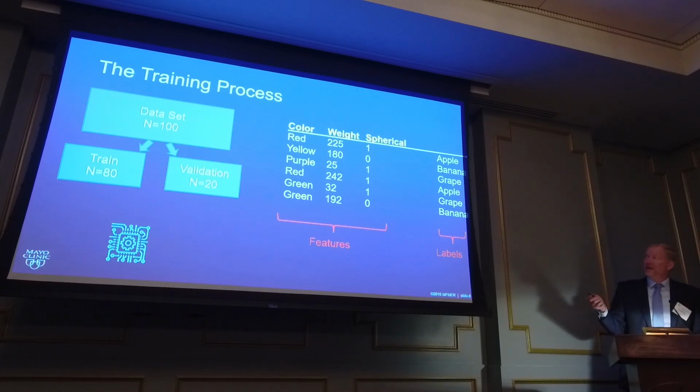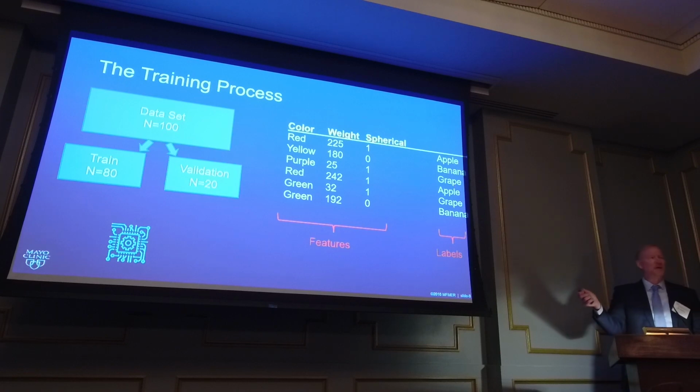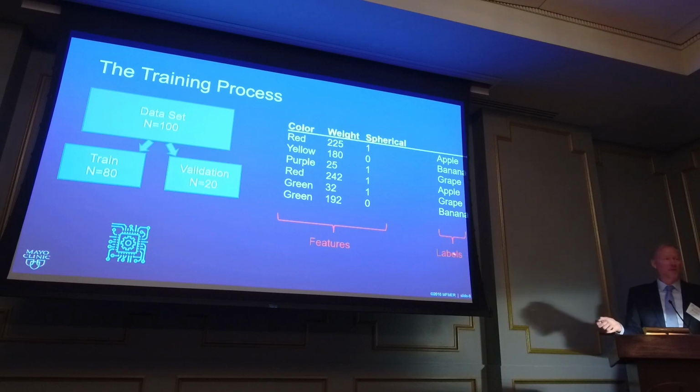In the old days of traditional machine learning, we would have what's called a feature vector. So things like color, where red might be represented as a 1, yellow as a 2, purple as a 3. Here's a number, maybe the weight in grams, and then is it spherical or not? That would be the vector that we would feed in, and then we would say it's an apple, banana, or grape, right? So in traditional machine learning, we would figure out the correct weighting of all these different features in order to predict what the label was.